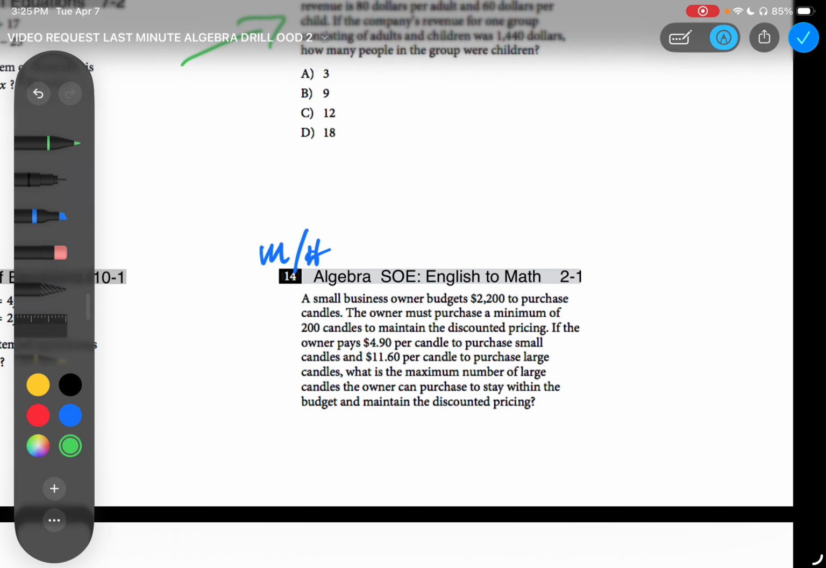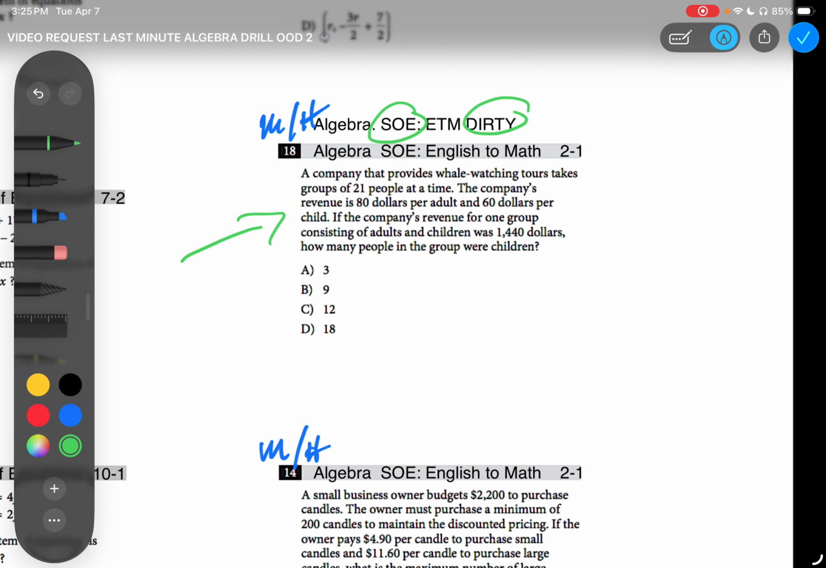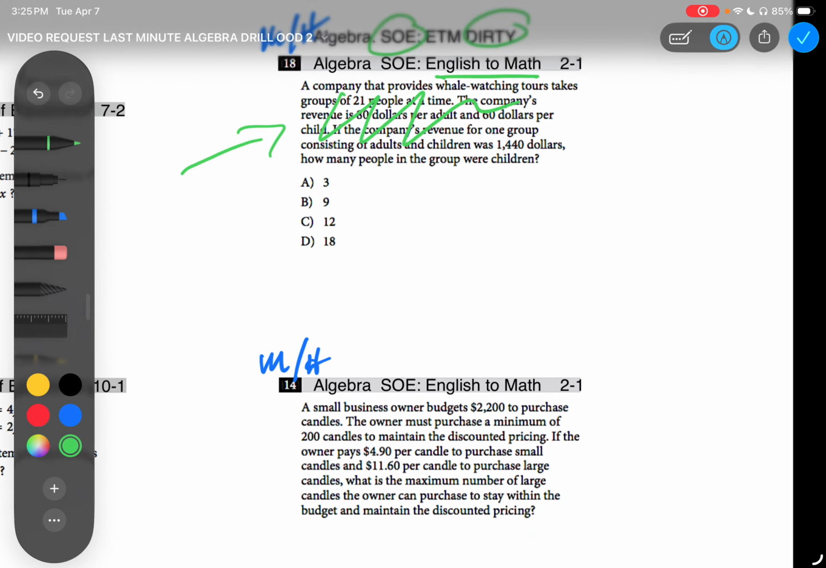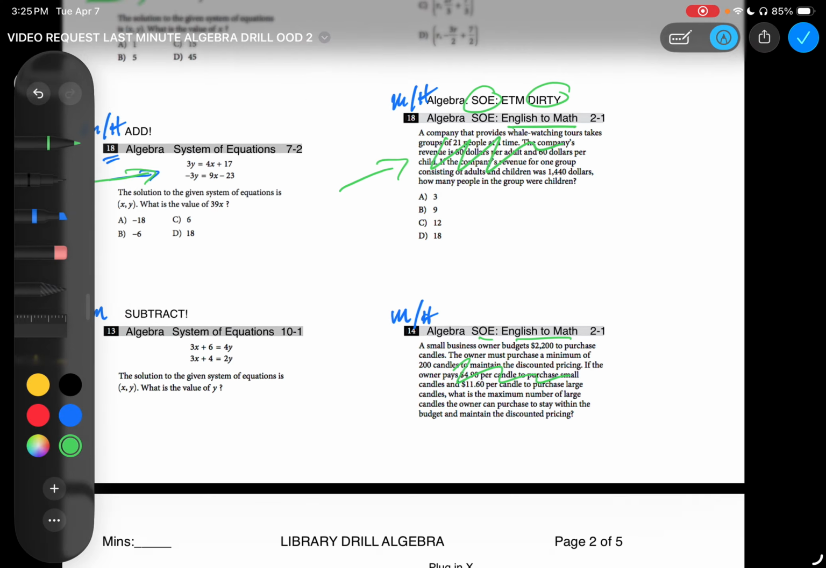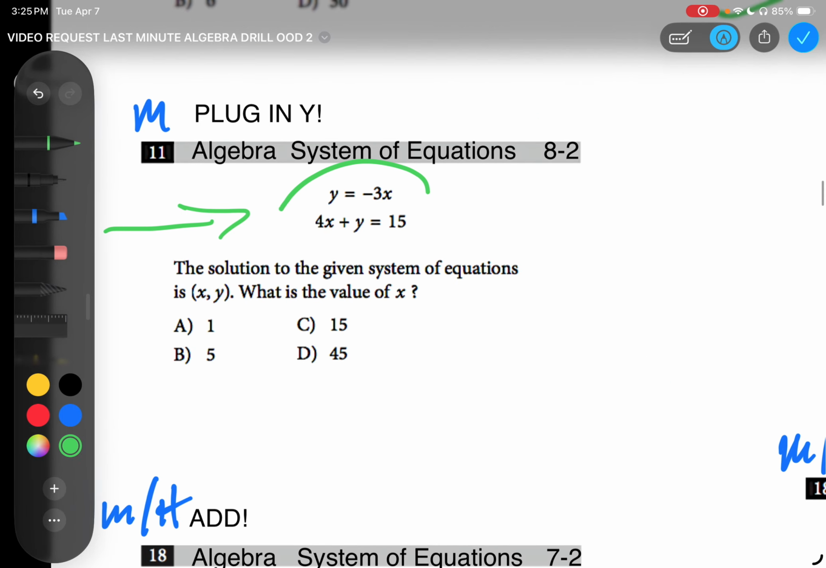And then you have this one, English to math. Now, what does SOE mean? System of equations, English to math. And that's exactly what it says. You're going to translate all of this stuff in English and then translate into math and get your answer. Same thing, system of equations, English and math, translate all this stuff. You see how they're similar, they're wordy, but the other ones are simply formulas.